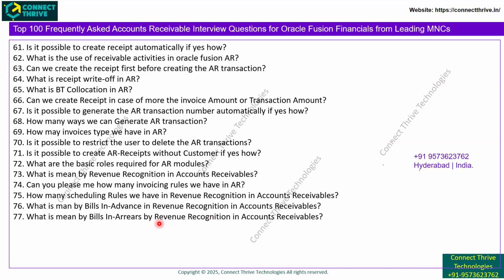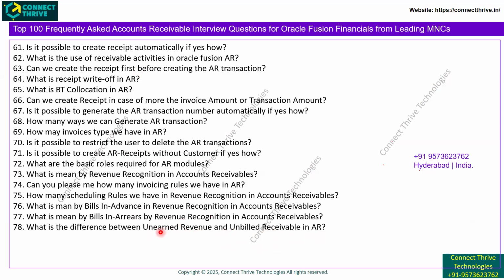At the end of the month, the bill will be generated. We will pay to the organization. It's a postpaid service. First, the organization will give the service. Later, we'll pay the amount. What is the difference between unearned revenue and unbilled receivable? So this unbilled receivable we will use in bills in arrears, I believe. Unearned revenue we will use in bills in advance.